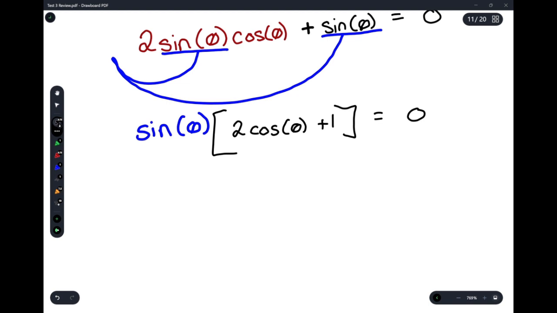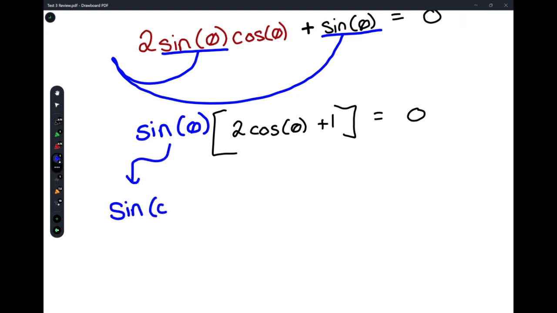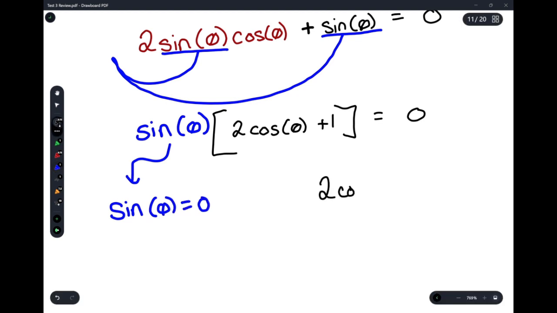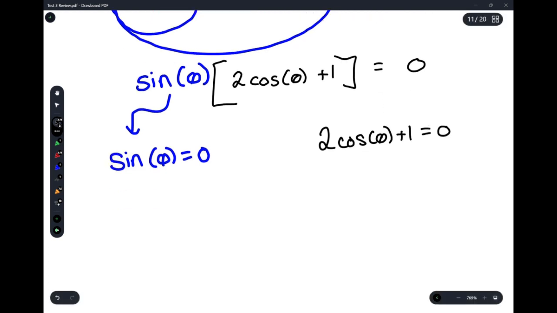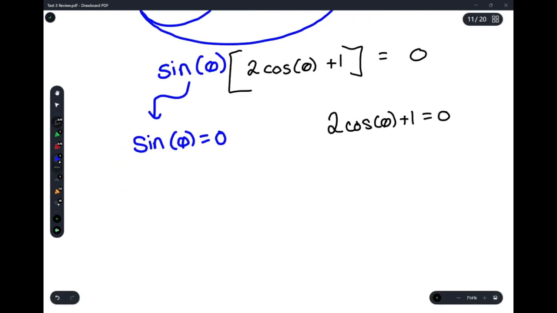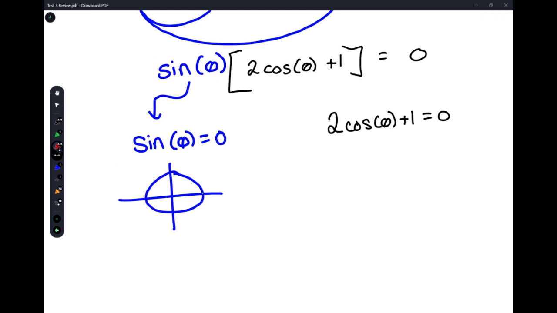Yes. So on the left side, you get sine of theta equals 0, and on the right side, you get the other factor. And then you just solve 2 different problems with 2 different answers. Where does the sine of theta equal 0? Where does the y value equal 0?